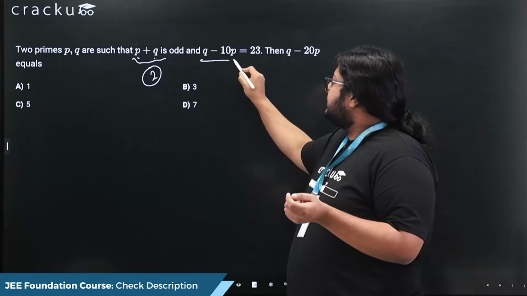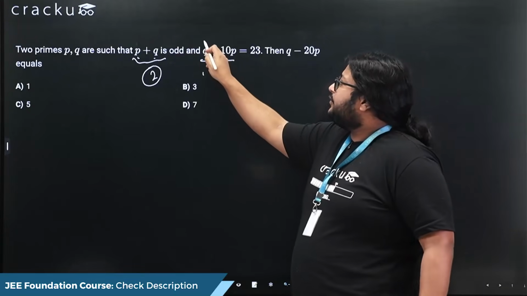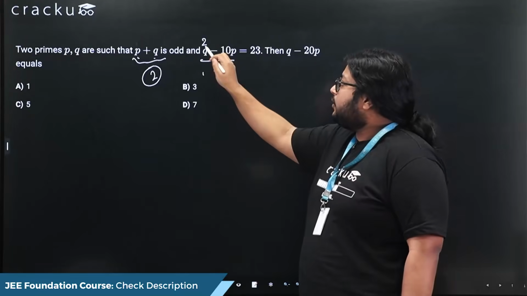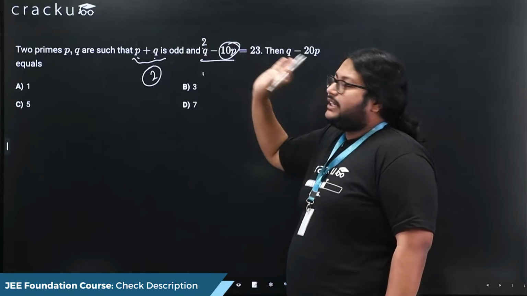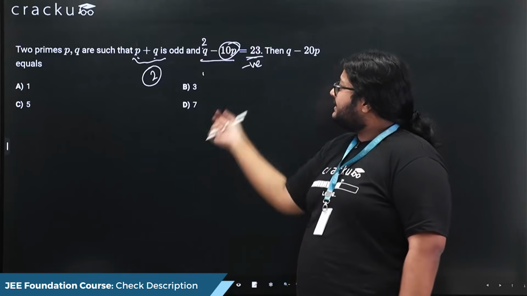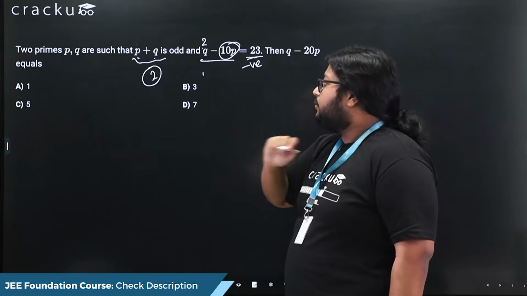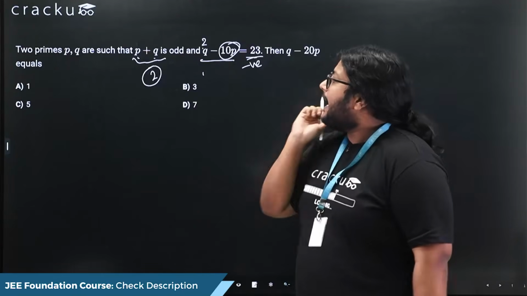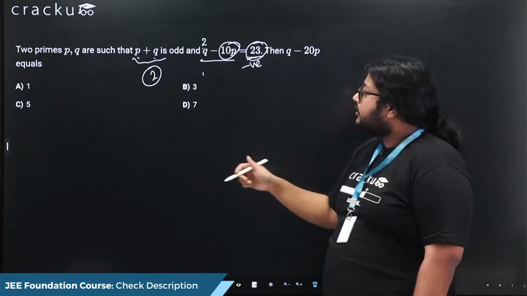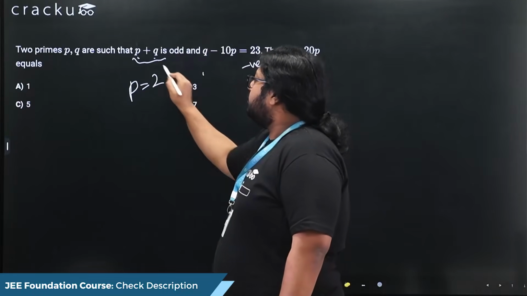Now consider this equation. Q minus 10P is 23. Obviously, if Q was 2, and every other prime number is going to be more than 2, then 10P is definitely more than 2, which tells me that this side has to be a negative, but this is positive, which means that Q cannot be 2. P has to be 2, because either P or Q is 2, and if I take Q to be 2, then this side will be a negative. So I can say that basically we will have P equal to 2.